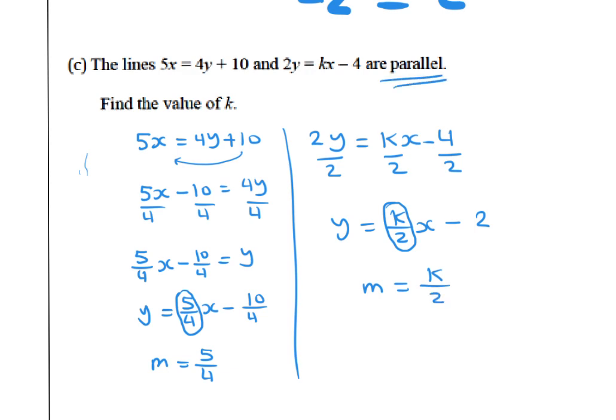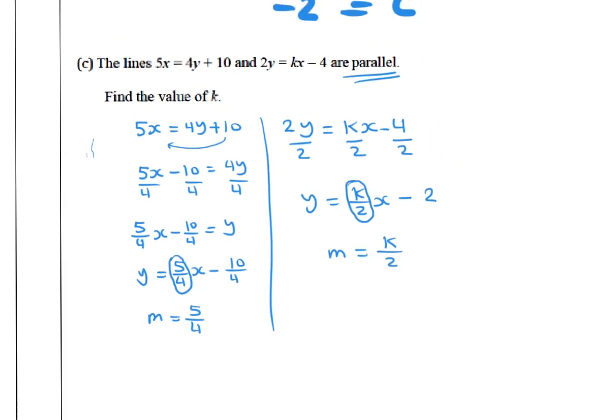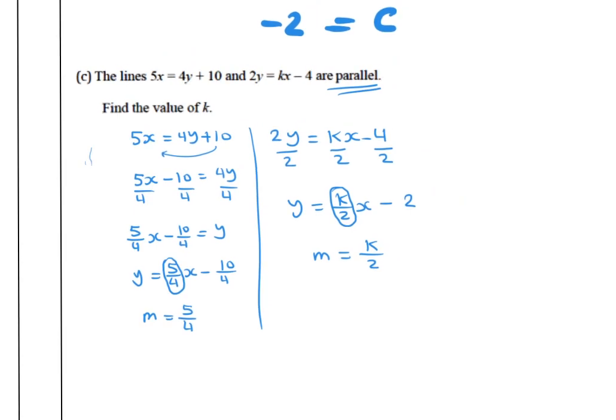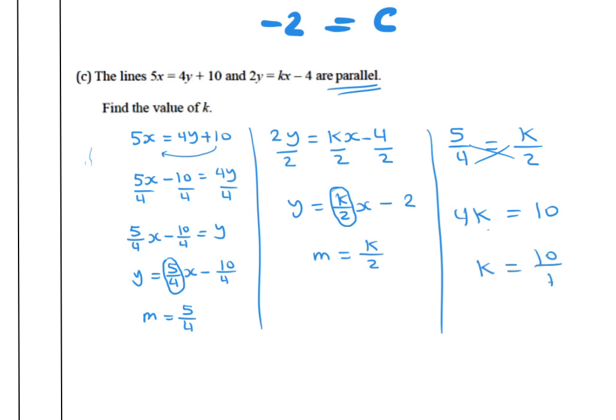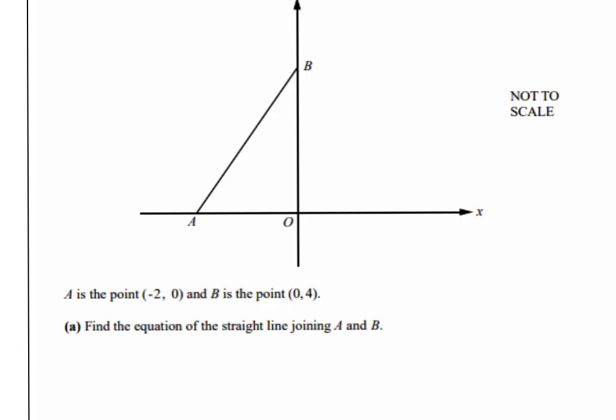They are parallel lines, so they have the same gradient. So we can deduce that 5 over 4 equals k over 2. You can cross multiply. So 4k equals 2 times 5, which is 10. Divide by 4, so k equals 10 over 4, which is 2.5.